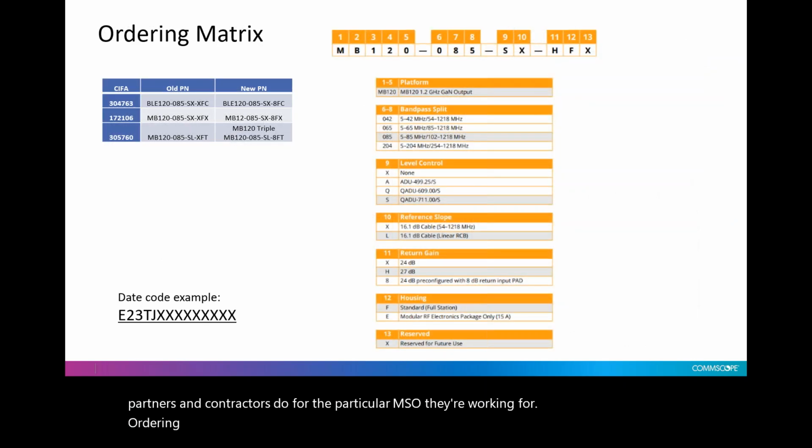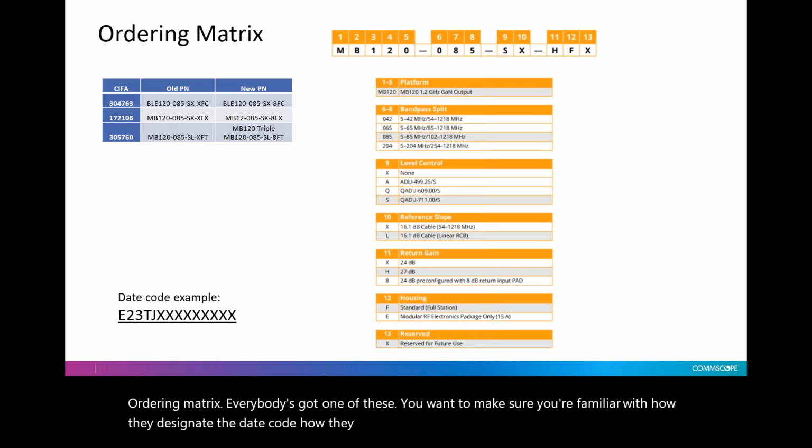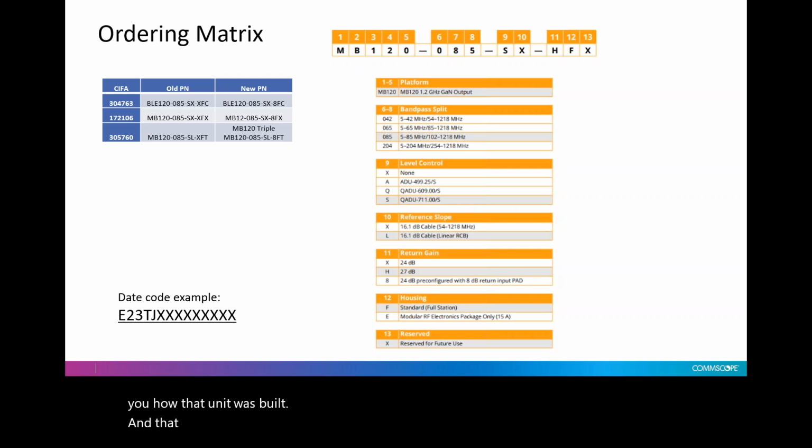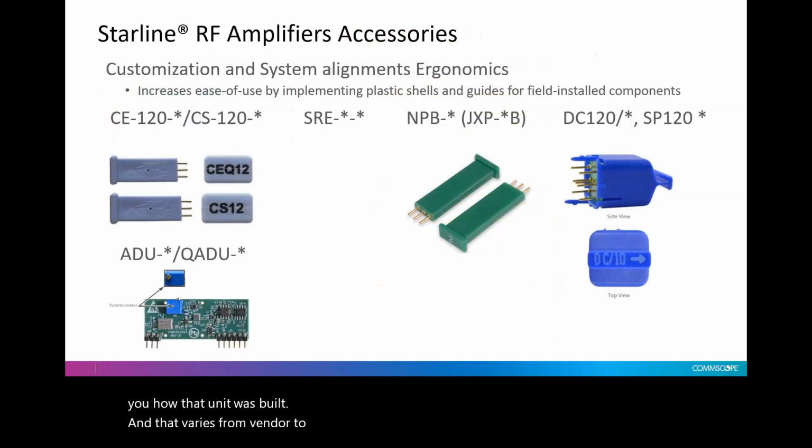Ordering matrix, everybody's got one of these. You want to make sure you're familiar with how they designate the date code, how they designate the configuration of that amplifier. It'll tell you how that unit was built. And that varies from vendor to vendor.